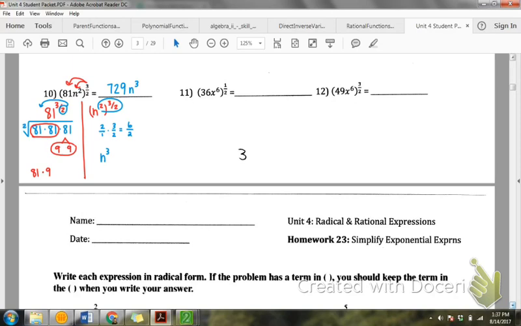Okay. Questions on number 10? Let's look at number 11. So I'm doing the same thing. I am kind of distributing the 1/2. So I have 36 to the 1/2. I'm going to split the problem. Then I have x to the 6th to the 1/2.